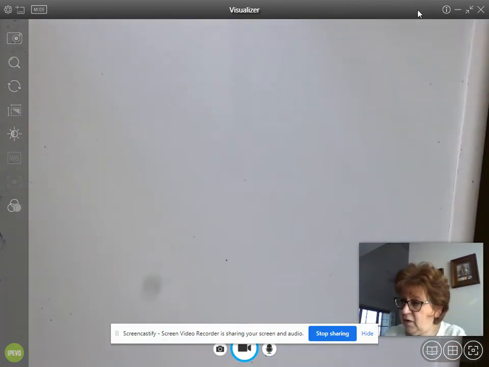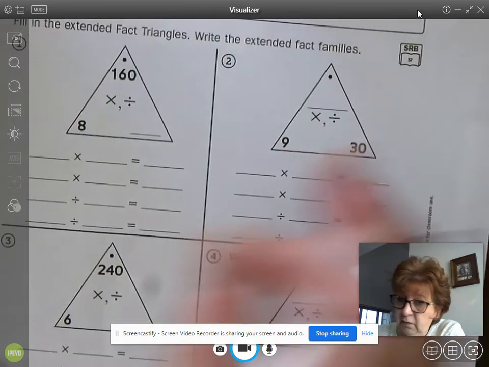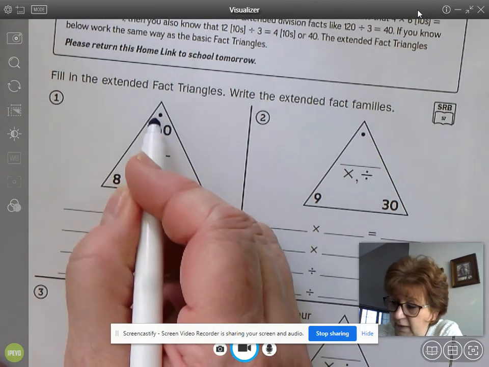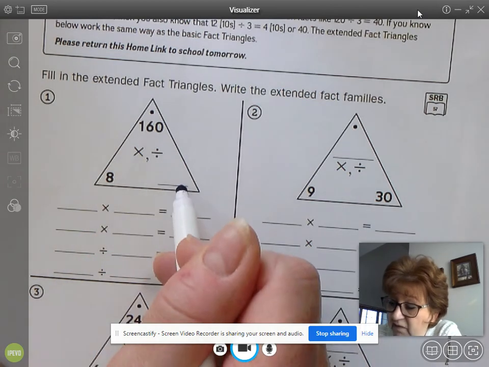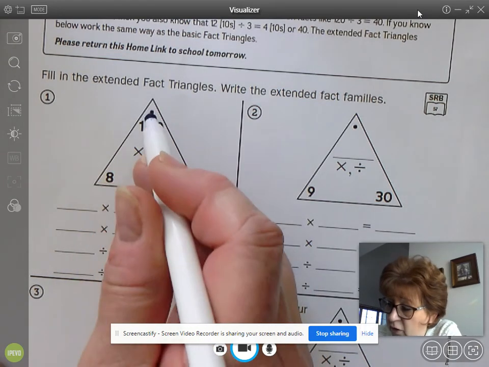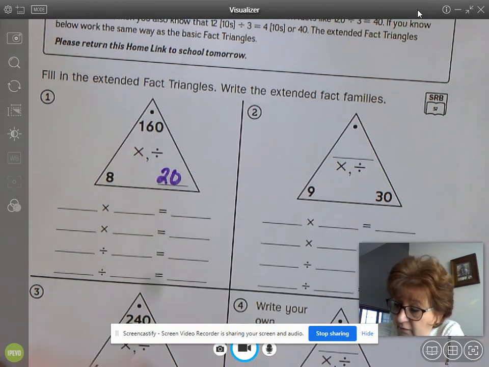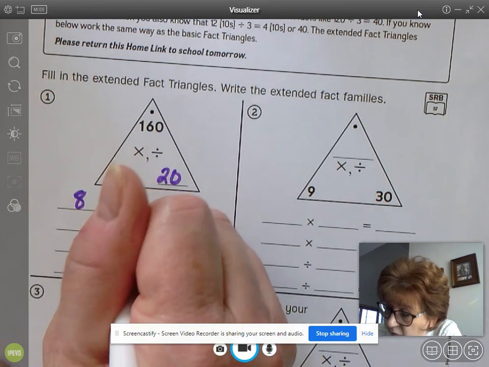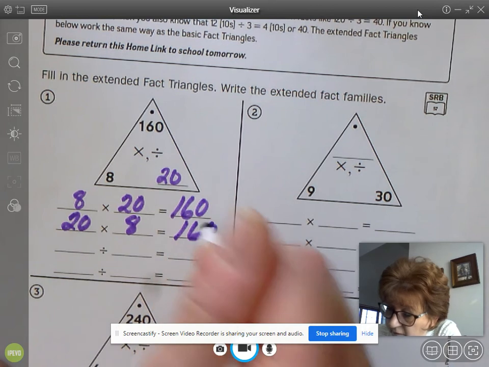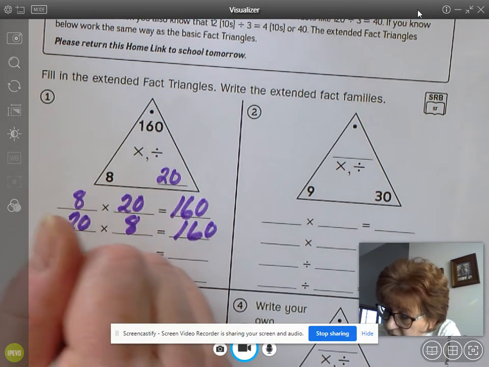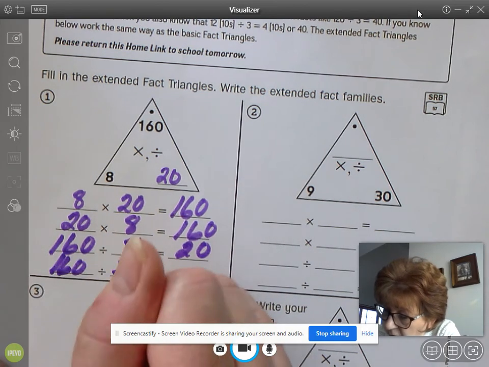So I want to take a minute or two to show you how this looks with our fact families here. So this would have been your home links page. So let's look at this. Remember again that the dot up here tells me this is the product, okay? So I have 8 times something equals 160. So I know that 8 times 2 is 16. So 8 times 20 is 160. So my fact family would be 8 times 20 equals 160. 20 times 8 equals 160. 160 divided by 8 equals 20, and 160 divided by 20 equals 8.